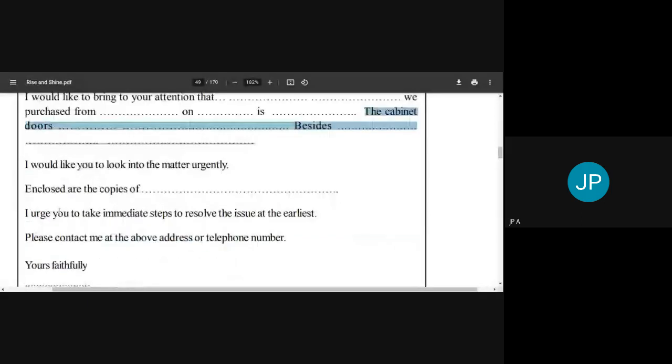And here this is the request asking them to do something about this. So look into this matter urgently, which means either you take back this item and give us a fresh new one, or you have to repair this and give it to us in new condition. So this is what is meant by this sentence. I would like you to look into the matter urgently.